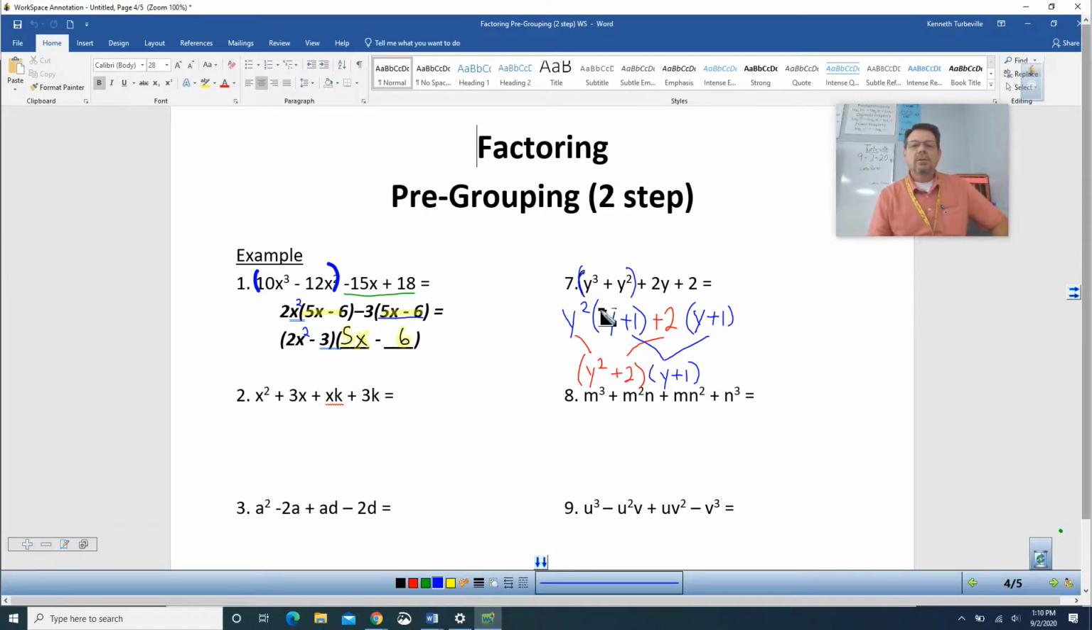Okay, and so that is our 2 steps, getting us one more step we can add, and we'll be ready to do factor by grouping from scratch. Okay, so work through this worksheet, practicing these 2 steps of our pre-grouping exercises.